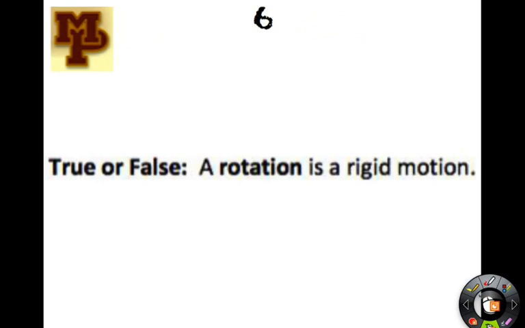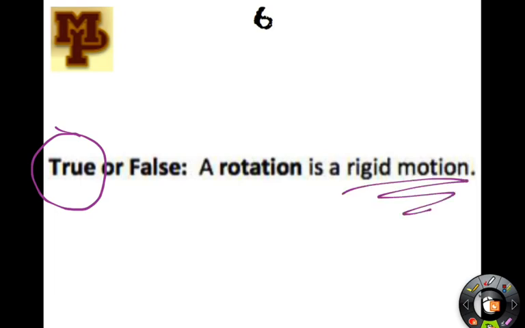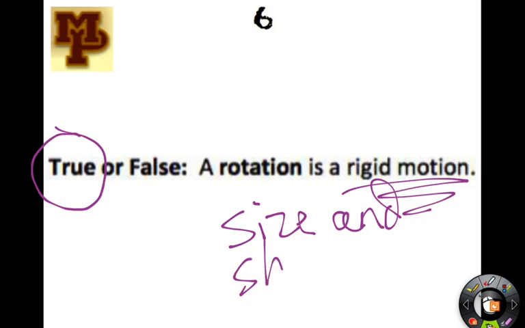Okay, let me get to 6 here. A rotation is a rigid motion. Yes, it is. So when you rotate a figure, the size and the shape stays the same. So that's how we can determine a rigid motion. Size and shape stays the same.